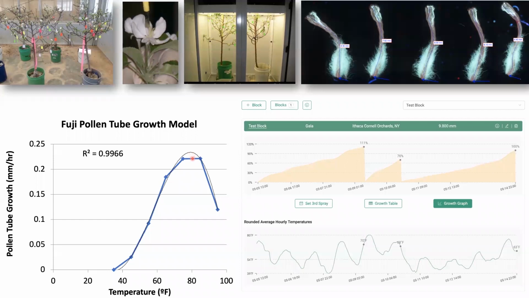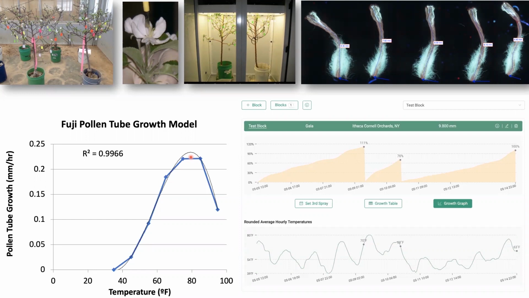And so you can see here, this is how these models were developed, and we had to do this over and over again for each of the different varieties that we were working with, because there were enough differences among different varieties. And the Fuji would be the maternal variety, not the pollen source, but rather the variety of apple that you're growing in your orchard.